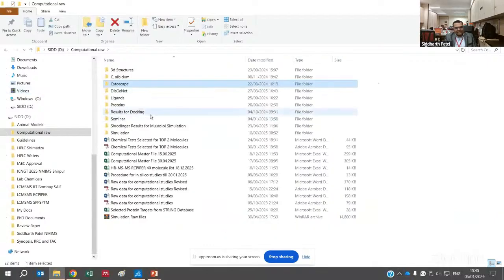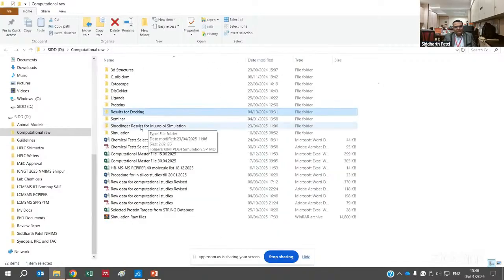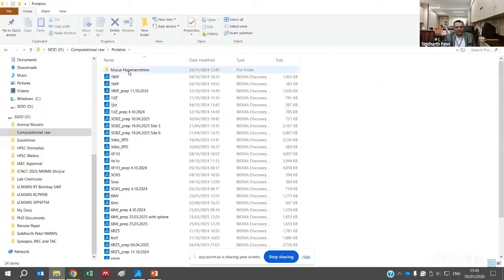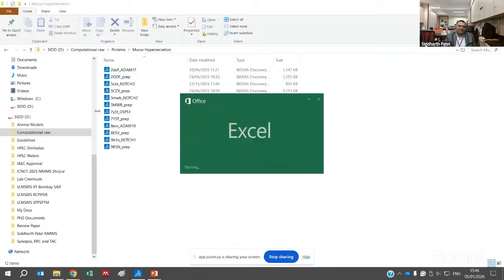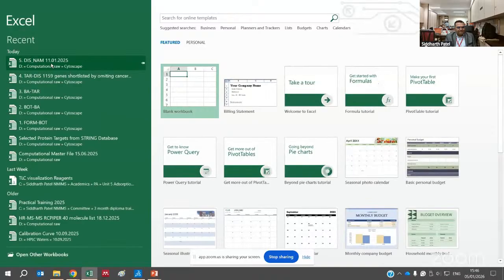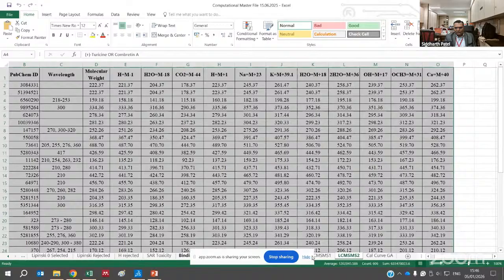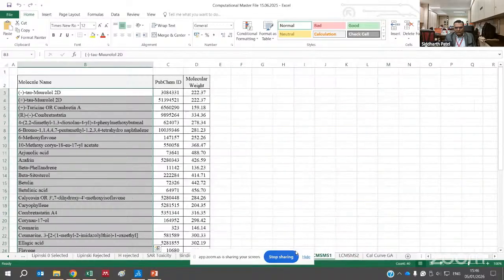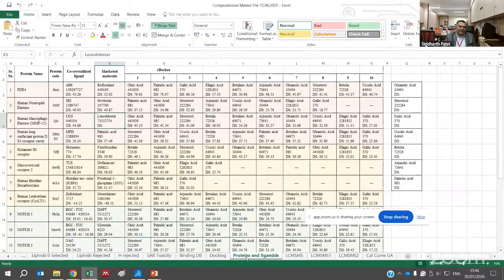Like this is the mucus hypersecretion has these many proteins. They have a list of proteins like this. I can just quickly show you. Yeah, these are the proteins.